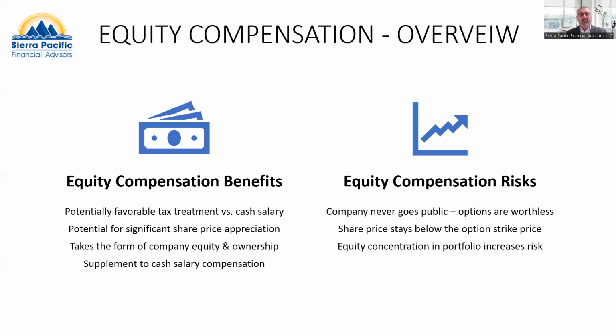So what are some of the equity compensation risks that we take on when we've got this type of compensation package? If you work for a pre-IPO company, the major risk there is the company never goes public. Therefore, the options are worthless. They never become worth anything. For a public company or an IPO company, the share price stays below the option strike price. So again, those options have 0 value to you.